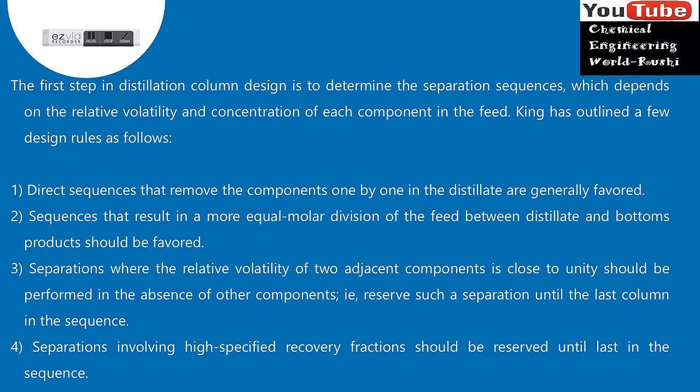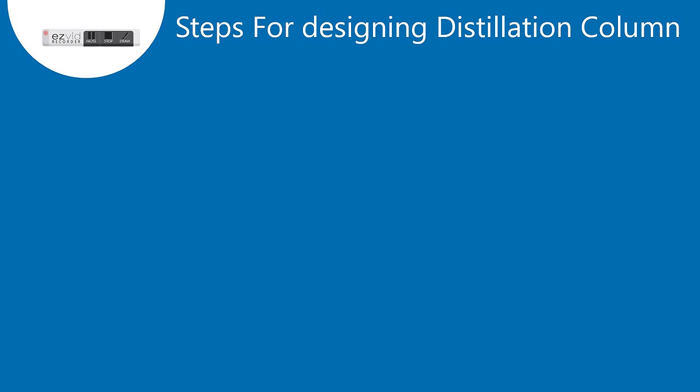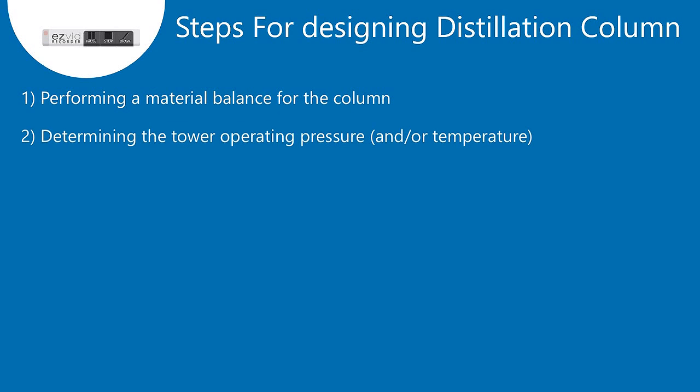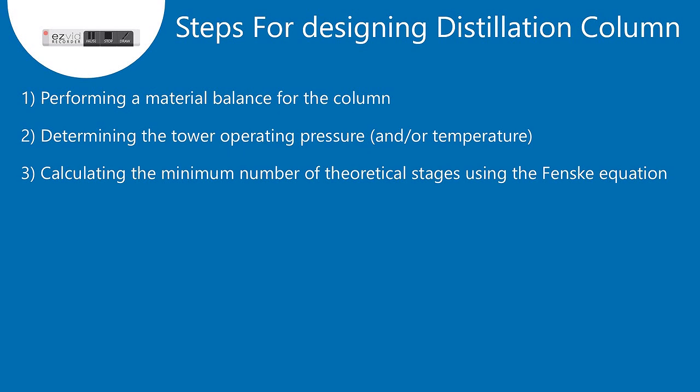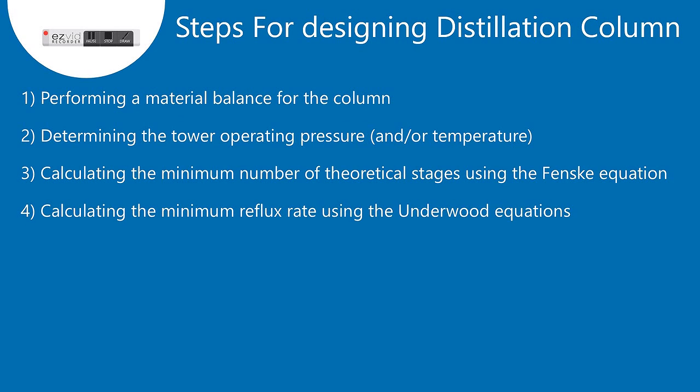Now the steps for designing a distillation column. 1. Performing a material balance for the column. 2. Determining the tower operating pressure and/or temperature. 3. Calculating the minimum number of theoretical stages using the Fenske equation. 4. Calculating the minimum reflux rate using the Underwood equations. 5.